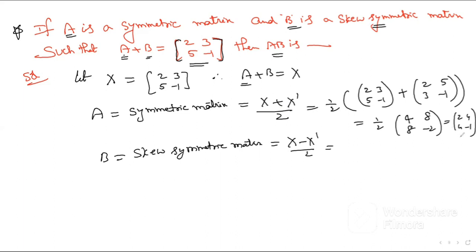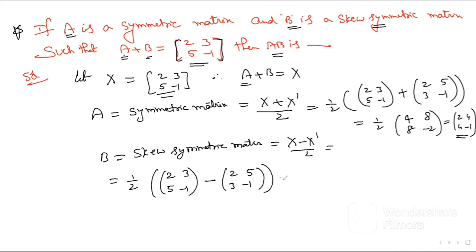This is the symmetric matrix value. For the skew symmetric matrix value, 1 by 2 times of the difference. What is X here? [2, 3; 5, -1]. This is X, so the transpose of X is [2, 5; 3, -1]. Take the difference. What we get here is 1 by 2 times of [0, -2; 2, 0]. So 1 by 2 multiplied to all, we get [0, -1; 1, 0].